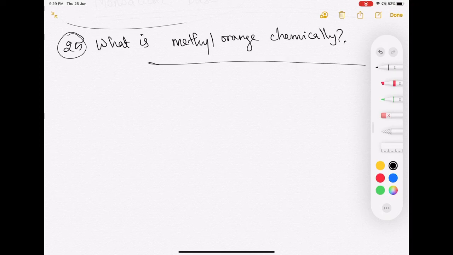This question is important. We all know that it is a chemical indicator. So that is not the expected answer, because this is very commonly known. It is an indicator, but you have to say that this is a sodium salt of an azo dye.